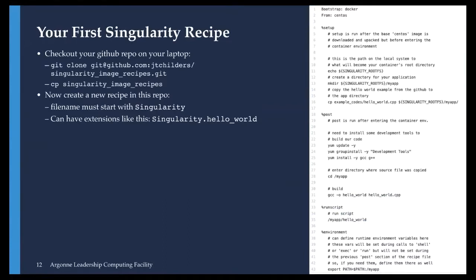So if you're doing this on your laptop, you would check out your repo locally, go into that repo, and you can create a Singularity recipe. Any file in your repo that starts with the word Singularity, capital S, is going to be converted on Singularity Hub into a container. So it's going to be run on the Singularity Hub cluster to be built into a Singularity container. So you'll want to create, for instance, in this example, a Singularity Hello World example.